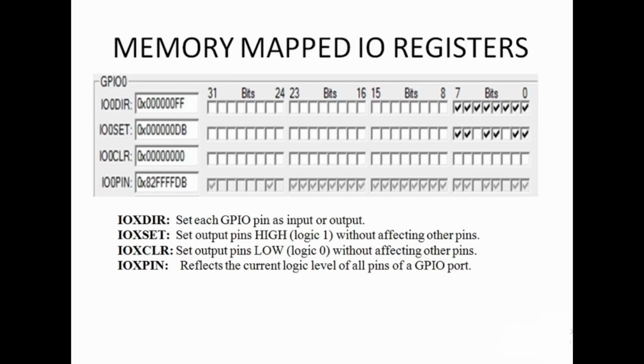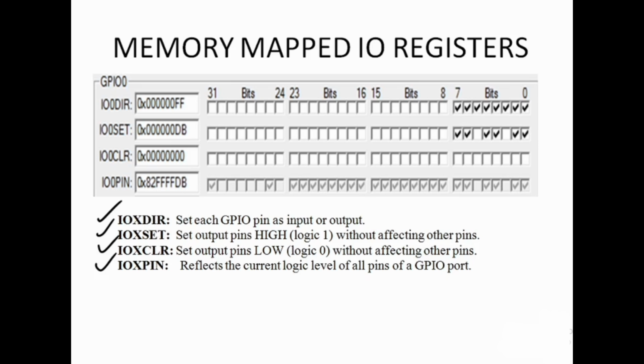Last session, I explained three important memory mapped registers, that is PINSEL1, PINSEL2 and PINSEL0. In this session, I'll be explaining these important memory mapped IO registers, that is input output direction, input output set, input output clear and input output pin value register. Okay, let's see what these are and what exactly they do.